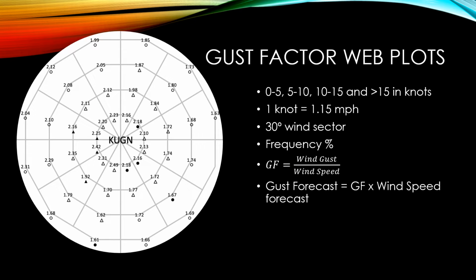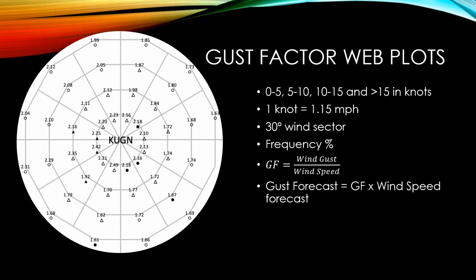So as mentioned in the previous slide, this here is a gust factor web plot, which I'll explain just a little bit. Starting from the middle of the circle and moving out, we have concentric rings of mean wind speed starting at 0 to 5, 5 to 10, 10 to 15, and greater than 15 knots. Then starting from the center line and moving clockwise, we move in 30-degree bins of wind direction. For each bin and each ring, there is a calculated gust factor. But what exactly is a gust factor? A gust factor is the ratio of peak wind gusts to wind speed.